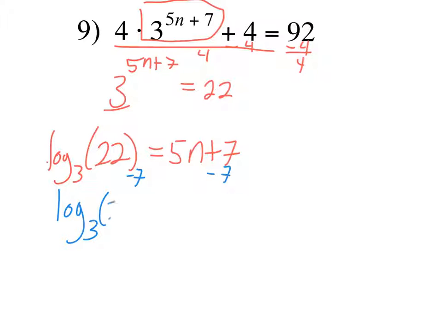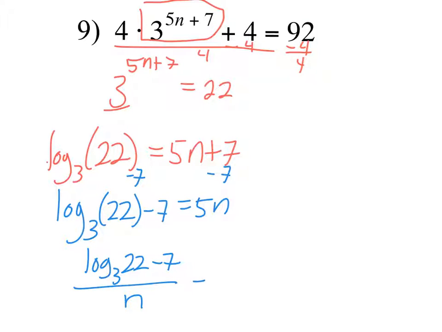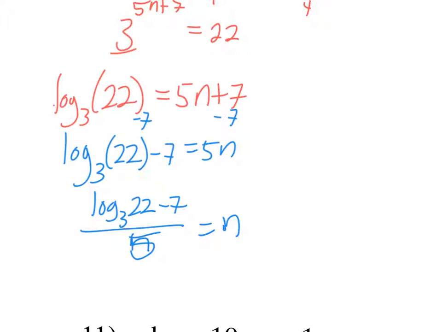Got log base 3 of 22 minus 7 is equal to 5n. And then finally, log base 3 of 22 minus 7, over 5, is equal to n. I'm just going to clear that up to make sure we can see that's a 5.